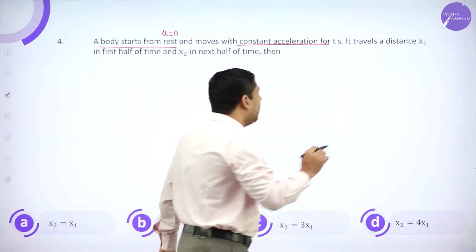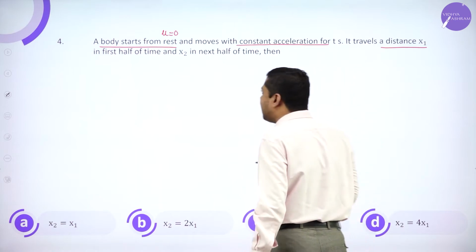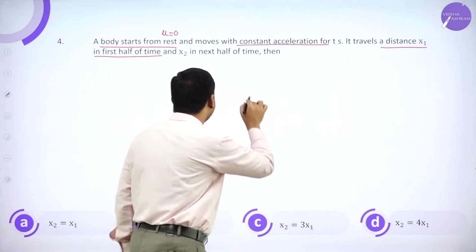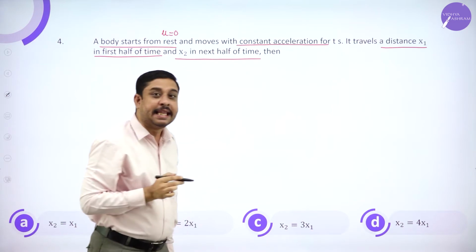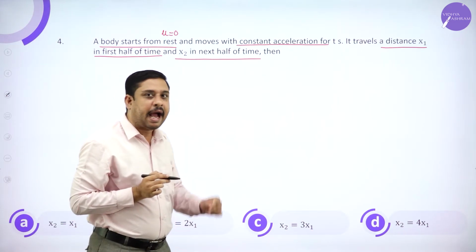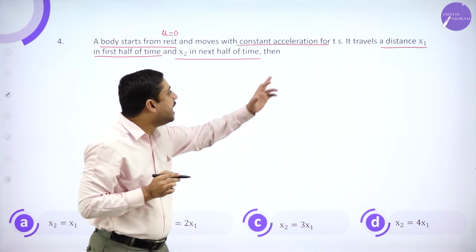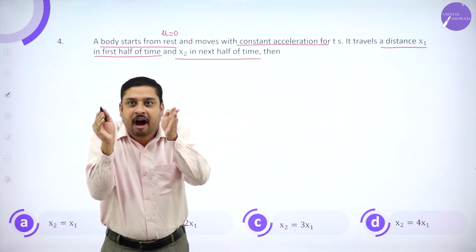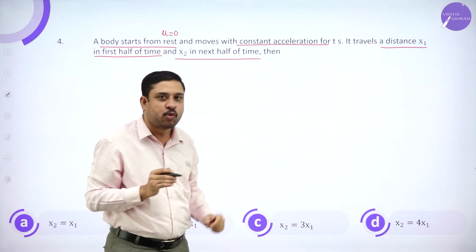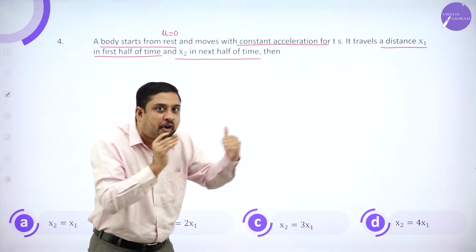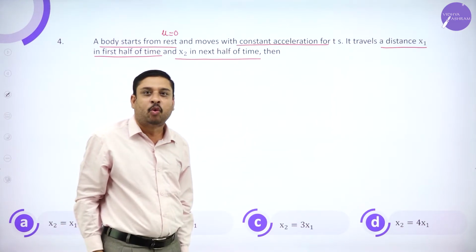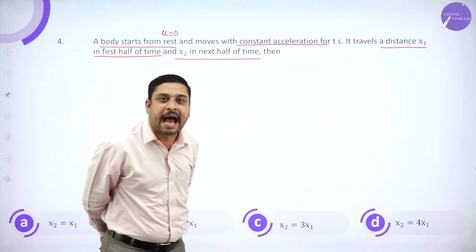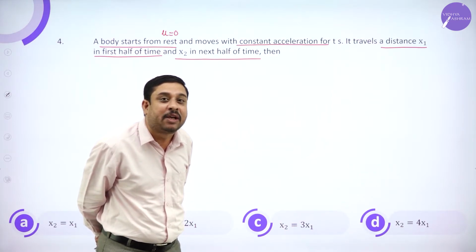Now, it travels a distance x1 in first half of the time and x2 in the next half of the time. I have to calculate the relation between x1 and x2. First half of the time interval x1. Next half of the time interval x2. This is the case of distance traveled in equal intervals of time.